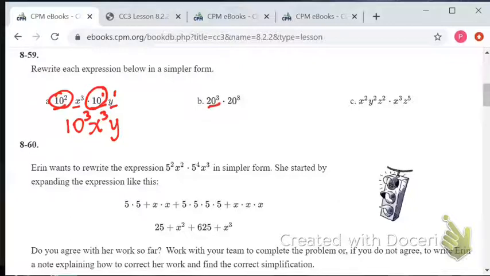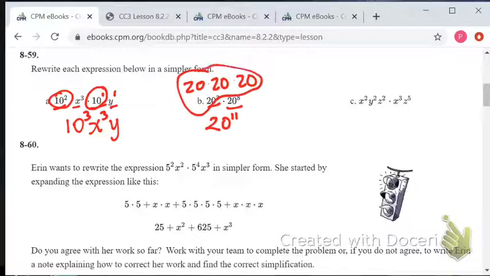If you recall, we have the same base now. We can just add the exponents. This is going to be 20 to the 3 plus 8, which would be 11. Remember, if we were to expand this, that's 20 to the third power right there. That's what's being represented by 20 to the third power.